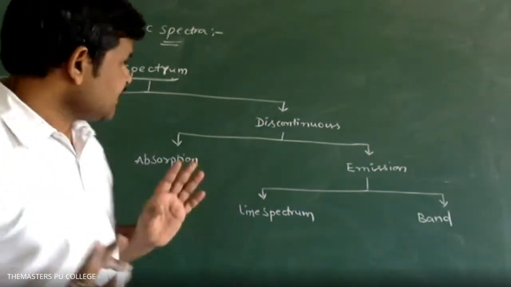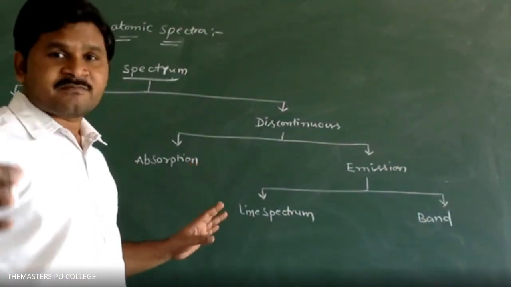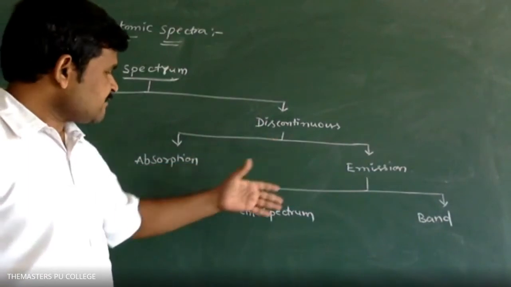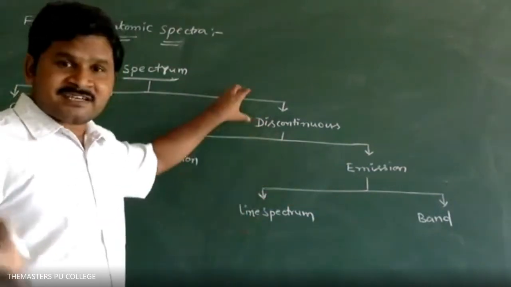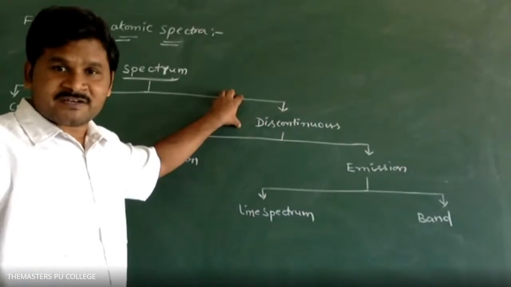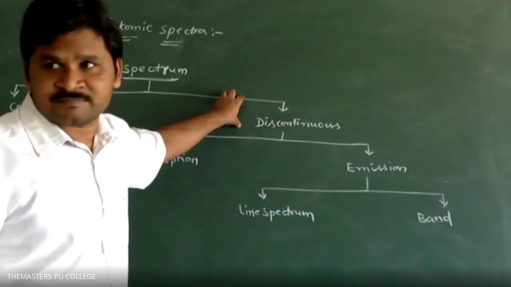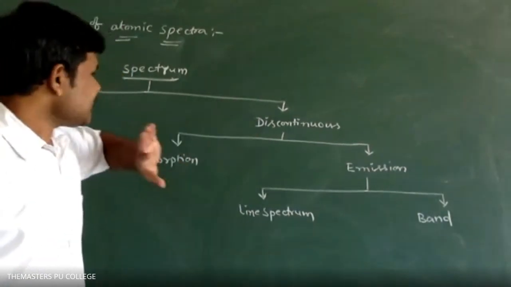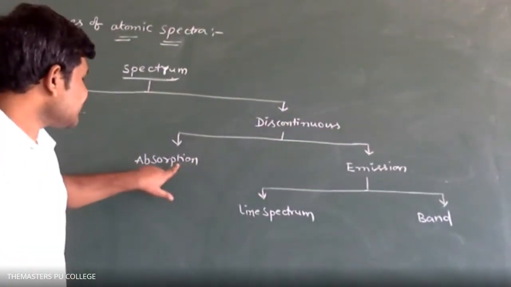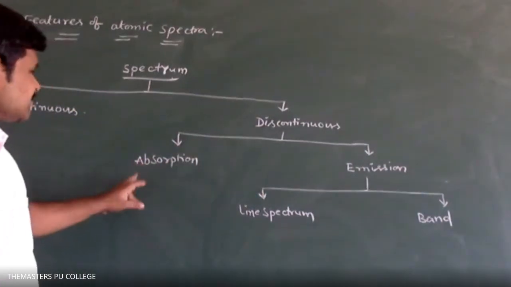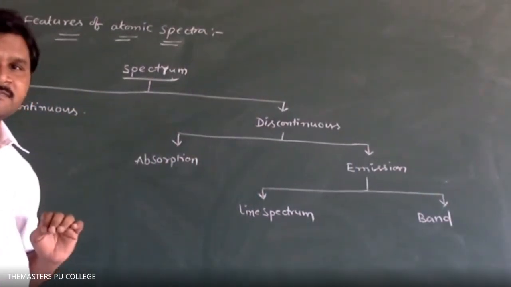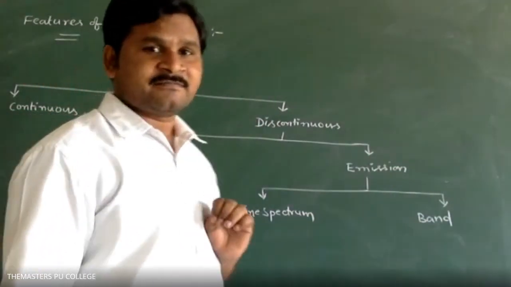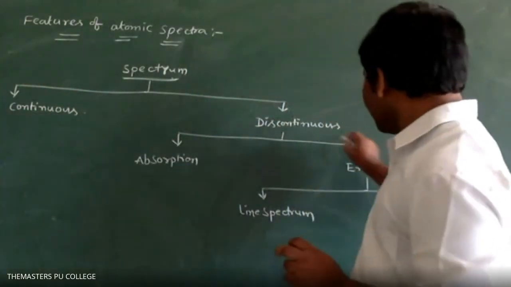For the discontinuous spectrum we can't give a particular example, because absorption spectrum, emission spectrum, line spectrum, band spectrum are all discontinuous spectra only. This discontinuous spectrum is further classified into two types: absorption spectrum and emission spectrum. What is absorption spectrum and what is emission spectrum? Do you have any idea? Up to here, do you have any doubts?